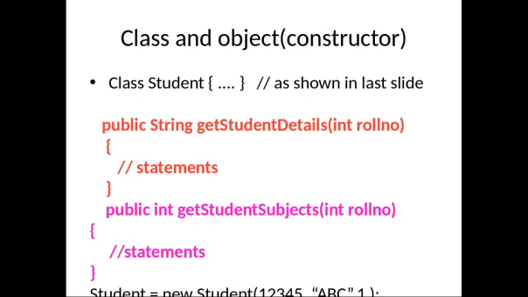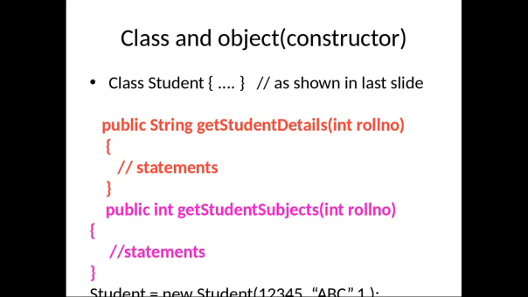Now similarly we have defined a class. Inside that there are two methods: public String getStudentDetails, where we are passing roll number as an argument, and inside that method we want to print something. Some statements are there that will be executed when we invoke this method get student details. Similarly there is another method, get student subjects, public, and the return type will be integer, and the argument we are passing is an integer roll number.